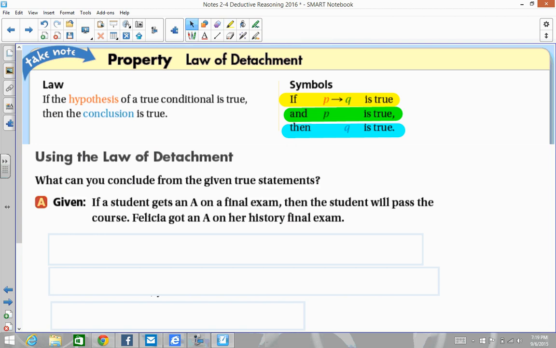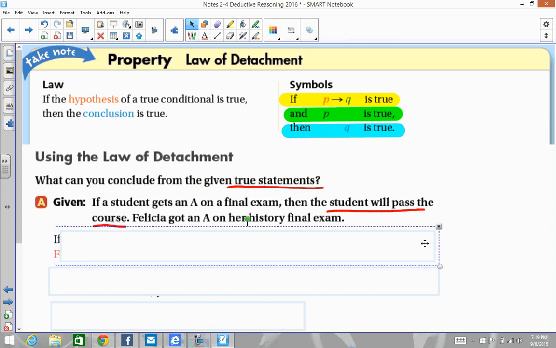So if we go back and look at this statement here, using the law of detachment, it says, what can you conclude from the given true statements? So that's important there. They told us that these statements are true. So it says, if a student gets an A on a final exam, then the student will pass the course. That's a very general if-then statement that's true. And it says, Felicia got an A on her history final exam. Well, we're looking at the conclusion now, which is this part. Then Felicia should have passed the course.